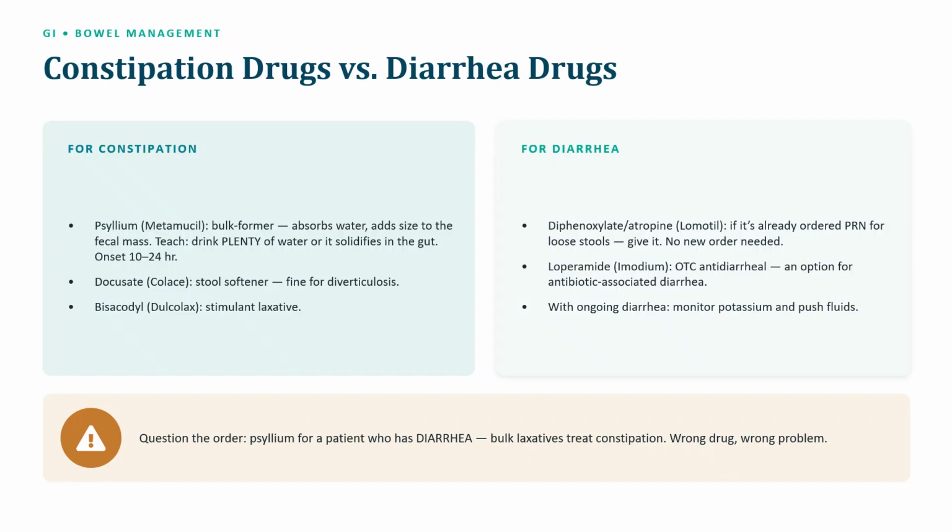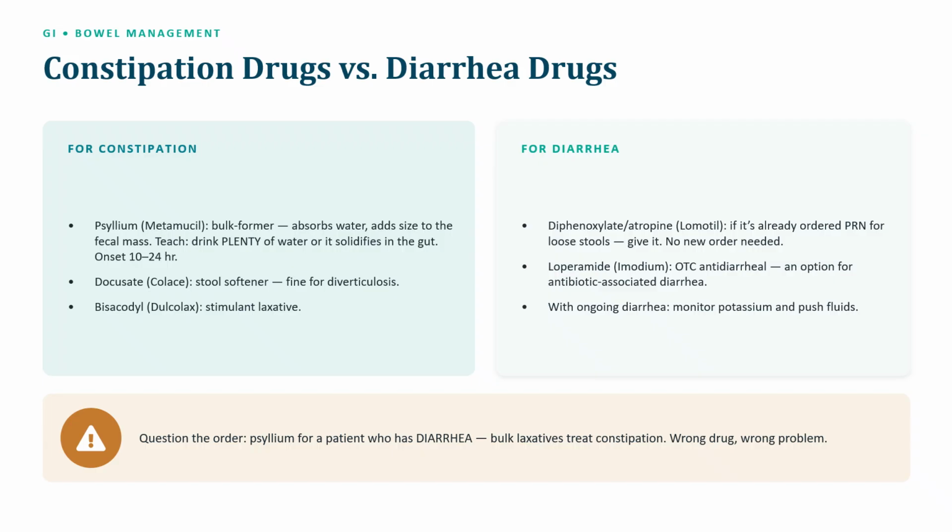So with constipation versus diarrhea drugs, you want to know which ones treat constipation and which ones treat diarrhea. So Psyllium, which the brand name is Metamucil, is a bulk-forming laxative. It absorbs water and increases the size of the fecal mass. So the primary teaching point is adequate fluid intake because without enough water, the product solidifies in the GI tract. Also, the onset of this medication is between 10 to 24 hours. Now, because psyllium treats constipation, an order for psyllium in a patient with diarrhea is absolutely an order that you would question.